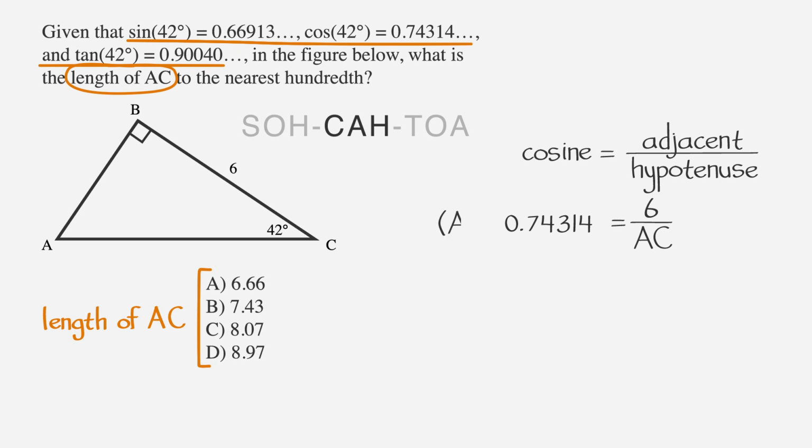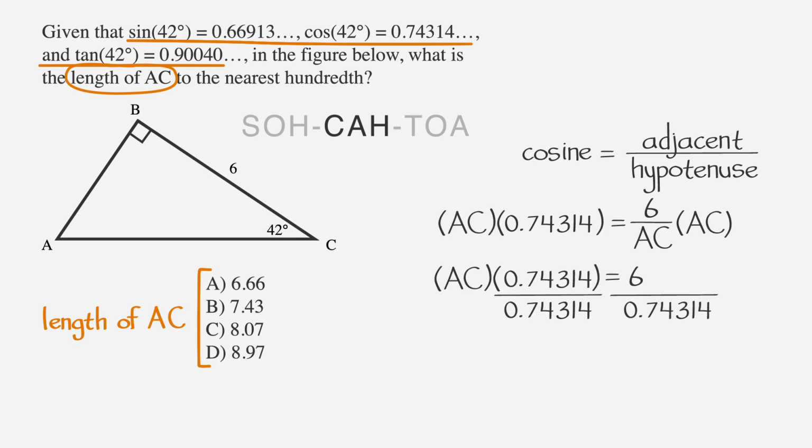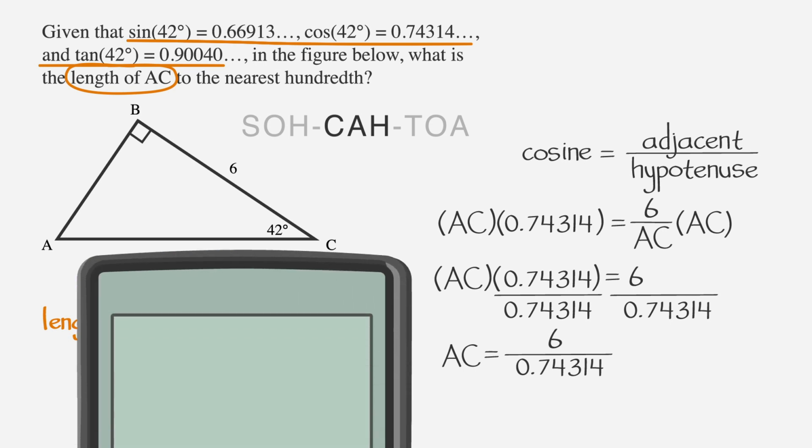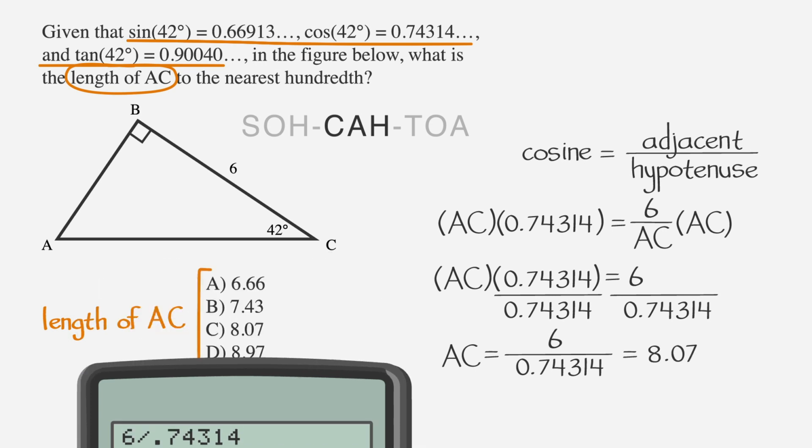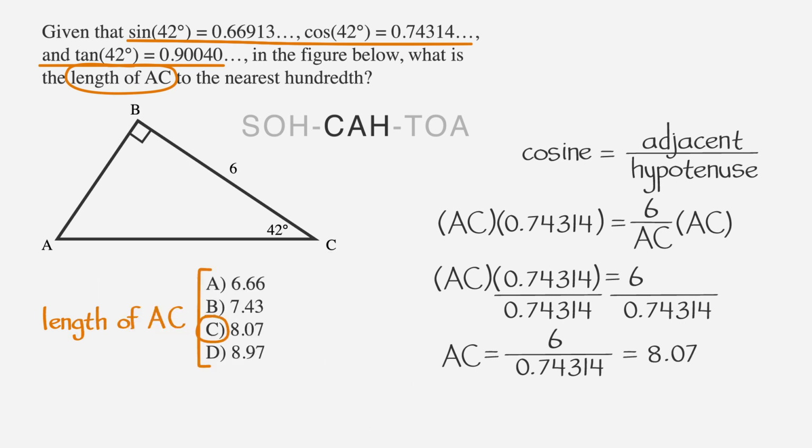So let's multiply both sides by AC and then divide both sides by 0.74314. So AC equals 6 divided by 0.74314. Let's check that on our calculator. We get AC equals 8.073848. The question asks us for our answer to the nearest hundredth. So we've got 8.07, which is answer choice C.